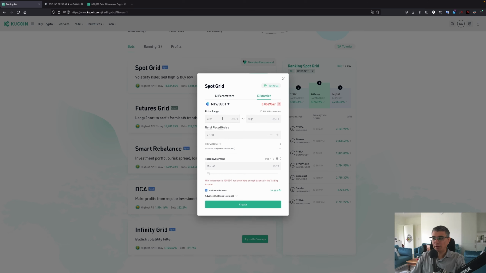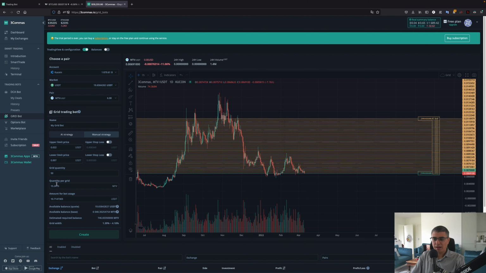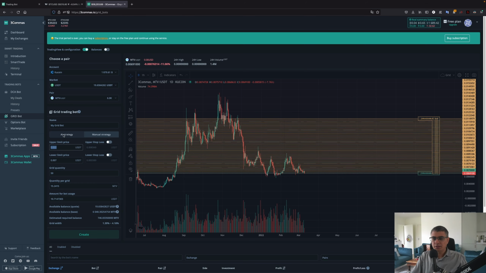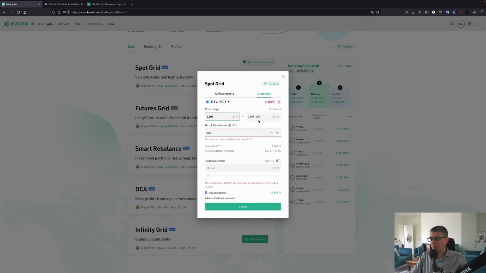I will go to customize, and here I want to use my range, my specific range, right? And here, if I click that, it will be filled with the AI parameters. I want to use 100 orders no matter what anyway. And let's see, in my case, I have the lower limit order here. So let me just copy and paste that like this, and 0.022 as upper limit.